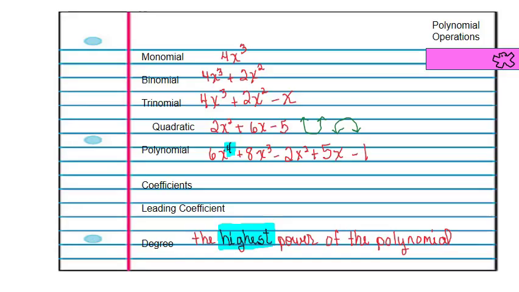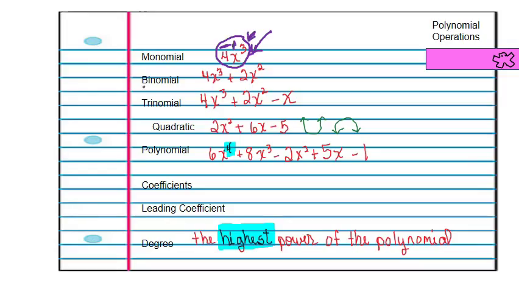Before we can talk about polynomial operations, we have to talk a little bit about the polynomial. Polynomials are just variable terms being added and subtracted together, combined. We'll start off with a monomial, like 4x to the third power. You'll notice that all it has is the coefficient, the variable, and some sort of power.